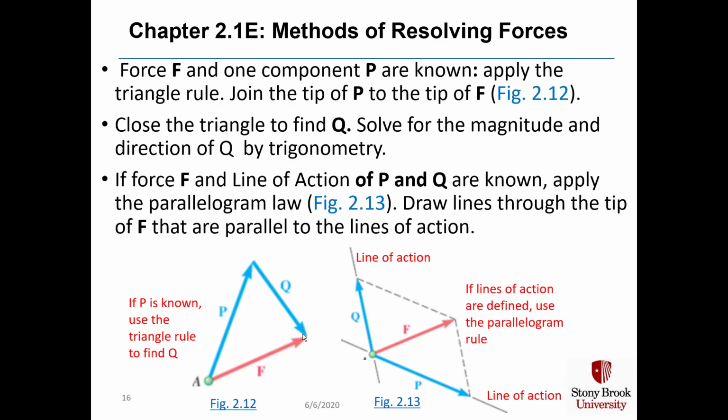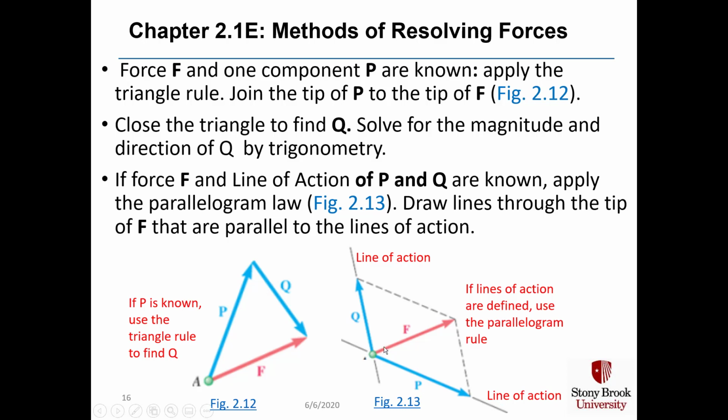Now, if force F and the line of action of P and Q are known, meaning we know what axes we want to draw Q along and P along, then we would apply the parallelogram as we see here in figure 2.13. We would draw lines through the tip of F that are parallel to the lines of action.